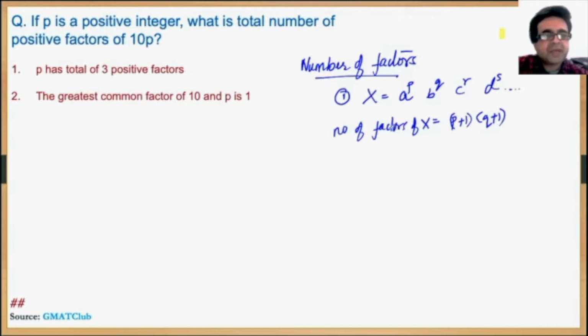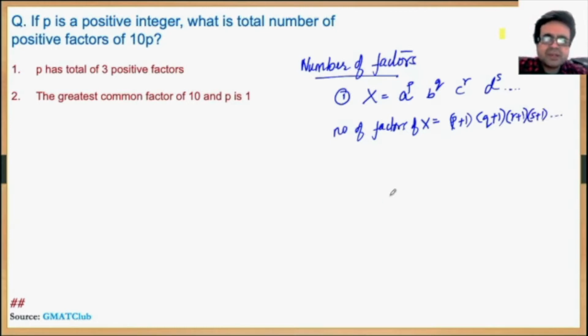So let's assume x is prime factorized into these prime factors a, b, c, d, where powers of the prime factors are p, q, r, and s, and so on. And the formula for number of factors of x is simply the product of 1 plus the powers of the prime factors, which is (p plus 1) multiplied by (q plus 1) multiplied by (r plus 1) multiplied by (s plus 1), and so on.